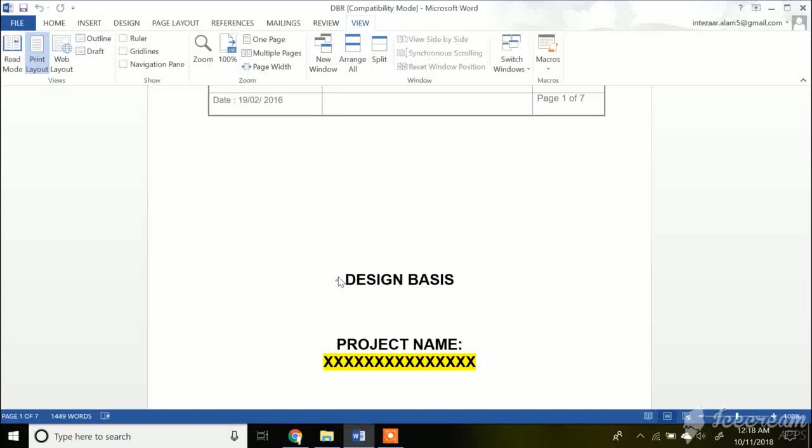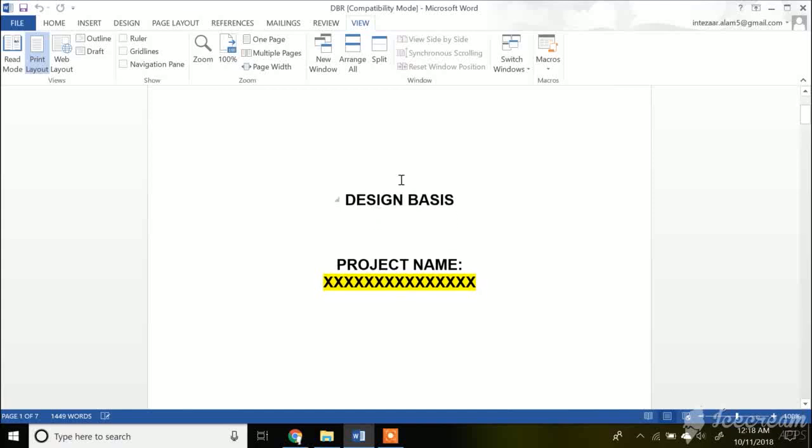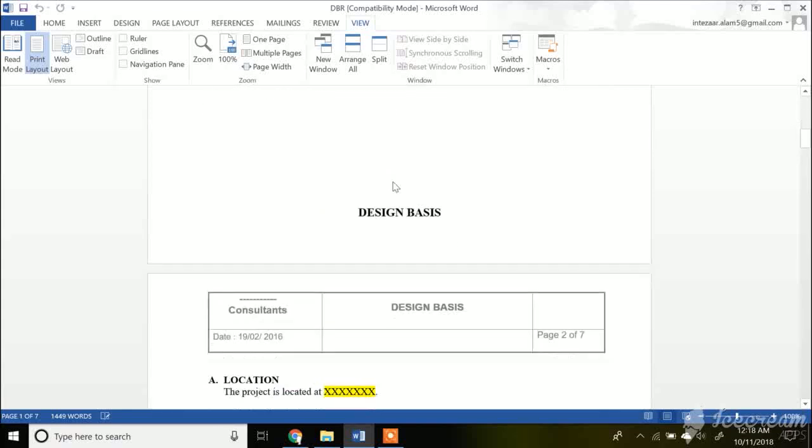Otherwise, your design basis report is basically your loading considerations, your load combinations, the load combinations for which you are designing your buildings, your codal provisions, any exceptional codal provisions, and your reference codes. So I'm just explaining this design basis report.